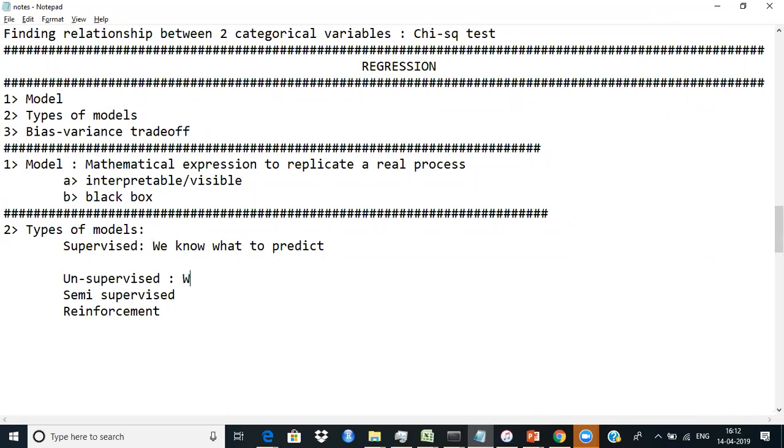Unsupervised. Unsupervised is when we do not know what to predict. When we do not know what to predict, we use an unsupervised learning technique. For example, let's say I just want to categorize my customers into groups. I do not know what those groups are, but I want to figure out how many groups there are, or which customer will go into which group. I don't know the definition of the groups. That is unsupervised.